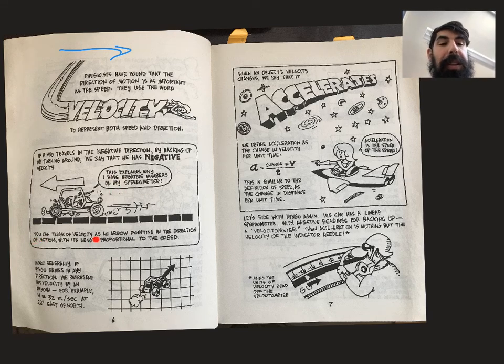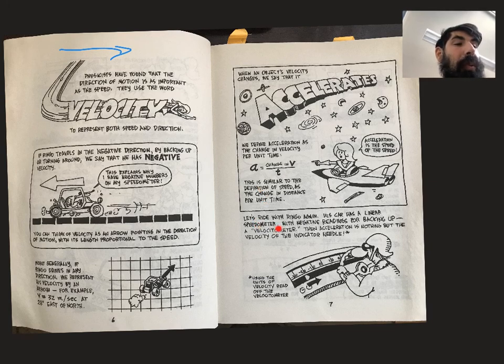You can think of velocity as an arrow pointing in the direction of motion, and its length tells you how fast it's going. So generally, if you drive in any direction, you can represent velocity with an arrow pointing in that direction. When an object's velocity changes, we say that it accelerates. We define acceleration as the change in velocity for every unit of time. It's just like speed. It's the speed of the speed. It's very similar to the definition of speed.